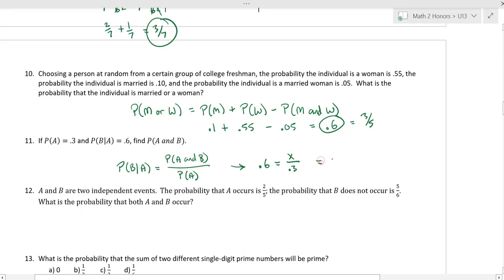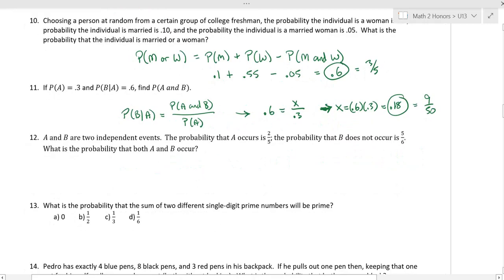So x is going to be 0.6 times 0.3, which is 0.18. And if you change that to a fraction, you'll get 9 out of 50.